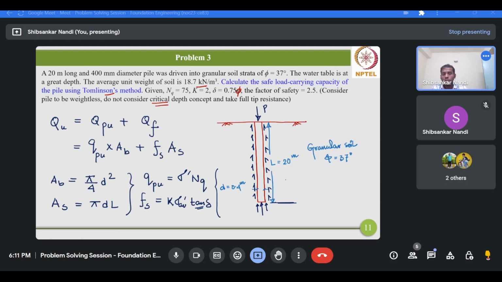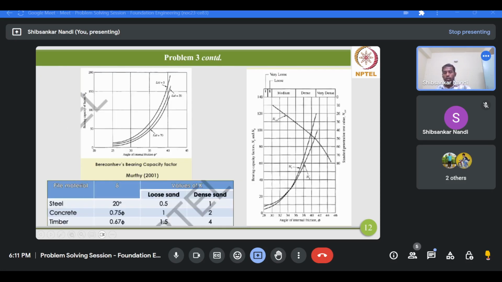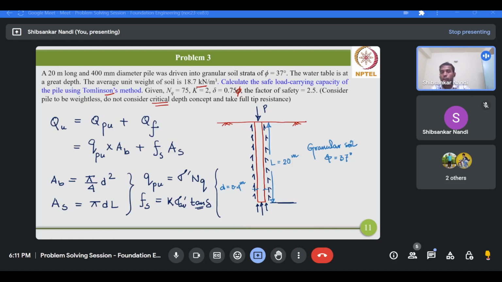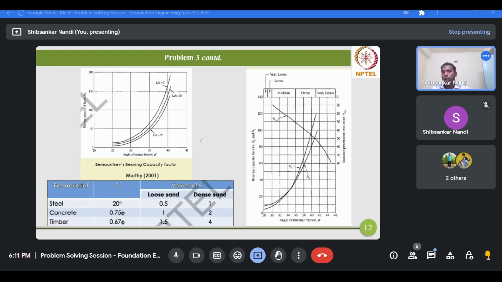So now it becomes very easy. Just you have to substitute these values, and before that you have to calculate the distribution of the effective vertical overburden pressure along the length of the pile. Okay. So one more thing. In this problem, these values NQ, K, delta are directly given to you. If this is not the case in the examination, then you have to calculate these values.